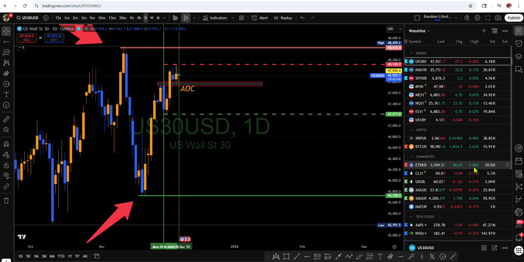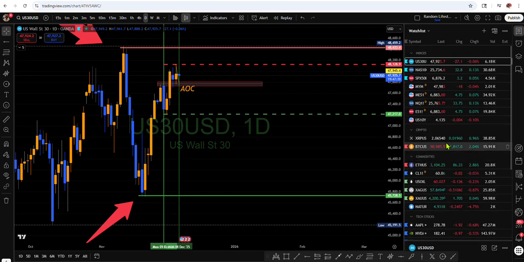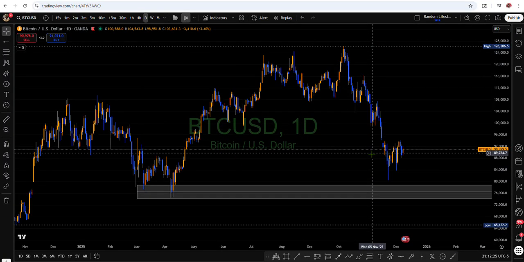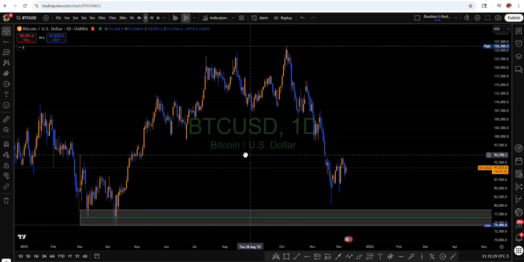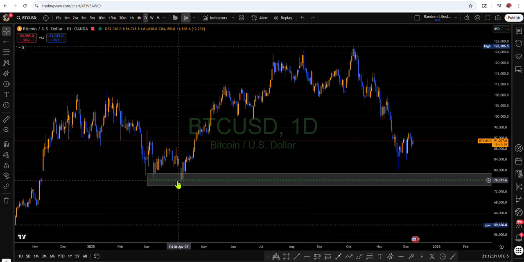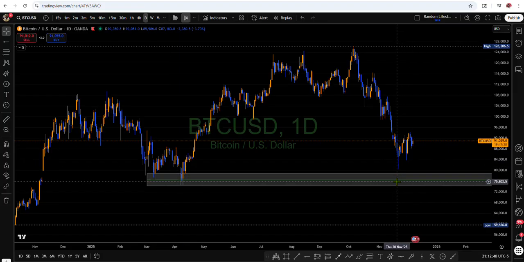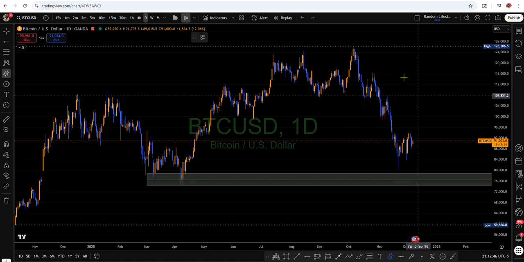All right, I want to check one more thing real quick. Bitcoin. Let's see what Bitcoin is doing. Okay, so I had these marked off for a while, and I kept it there because this is an area we're looking to see if Bitcoin is gonna come back down into. So we're still watching it. Let me see right here.